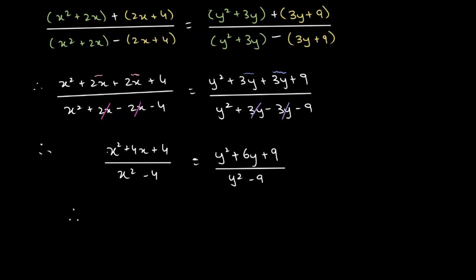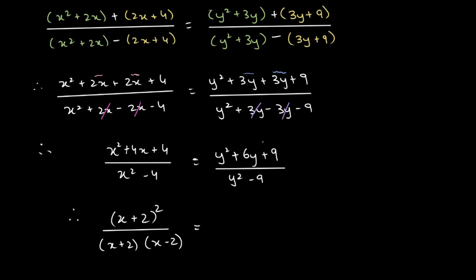If you see this in the numerator, x squared plus 4x plus 4 is actually the expansion of x plus 2 the whole square, right? The numerator here is the expansion of x plus 2 the whole square, a squared plus 2ab plus b squared. Denominator here, x squared minus 4. 4 is nothing but 2 squared, so it's in the format of a squared minus b squared, which is a plus b, a minus b: x plus 2 and x minus 2. So this is what our term here simplifies to.